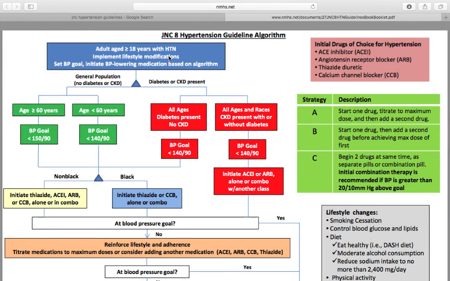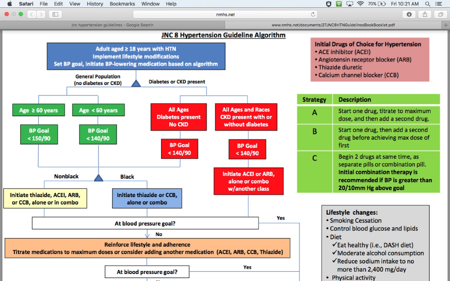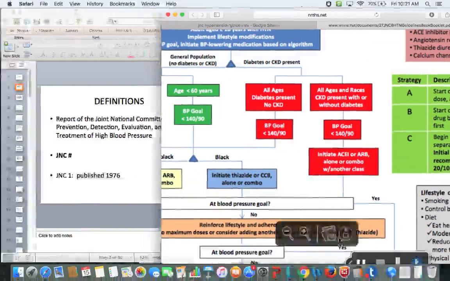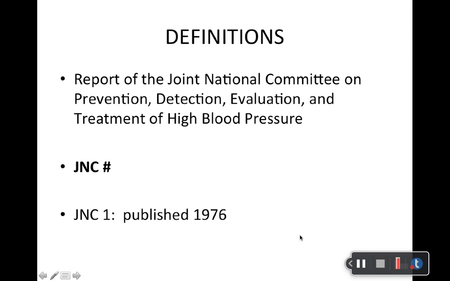But this is a 2-page PDF from, again, JNC 8, most current guidelines that I'd recommend you guys check out. And I think it would help you guys study for my course. And then I think it also helped for ICM. So let's go back to the slides.